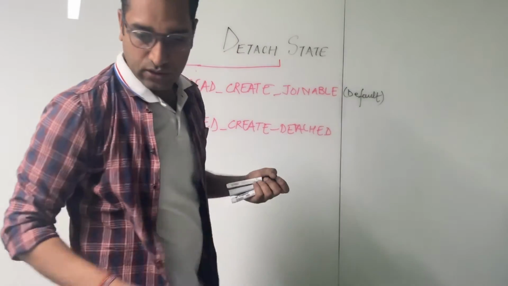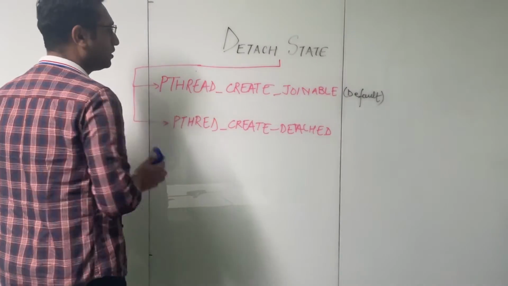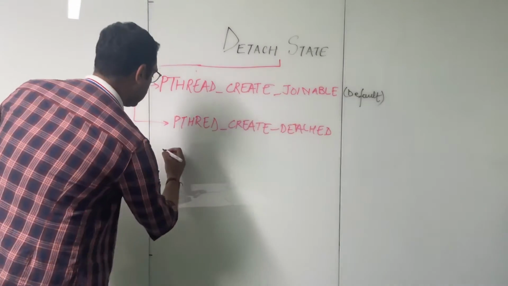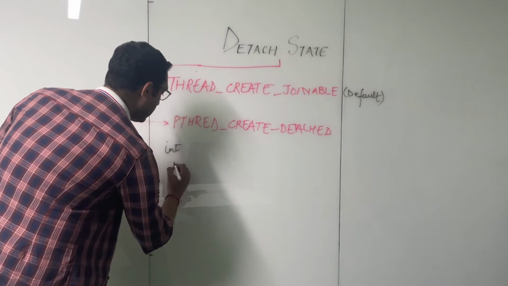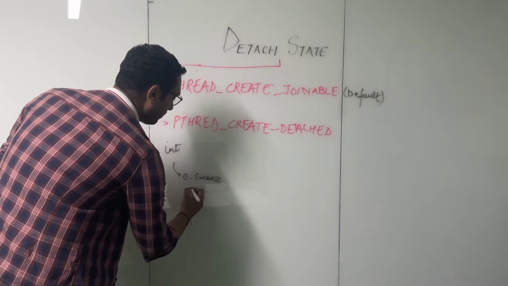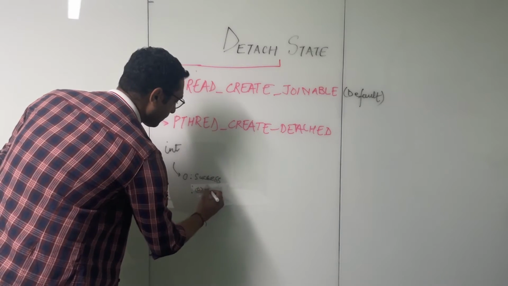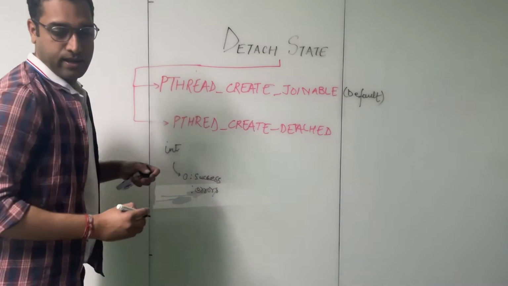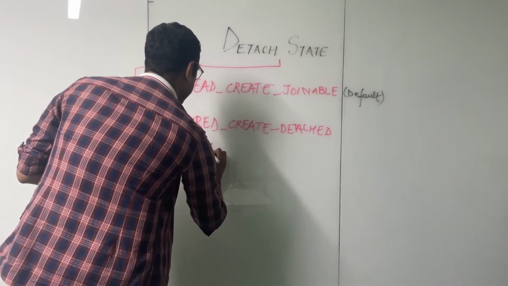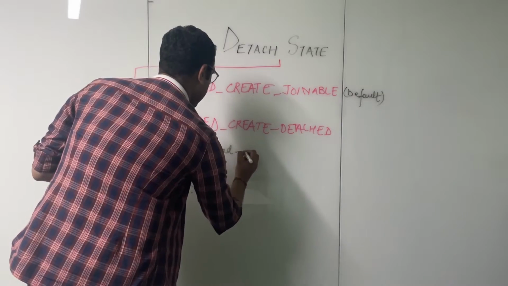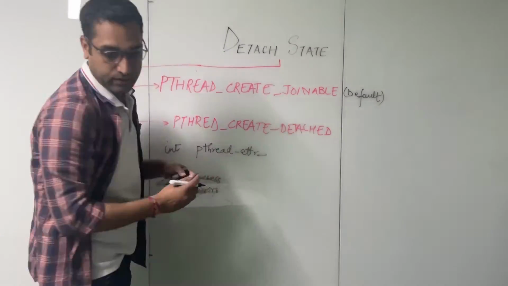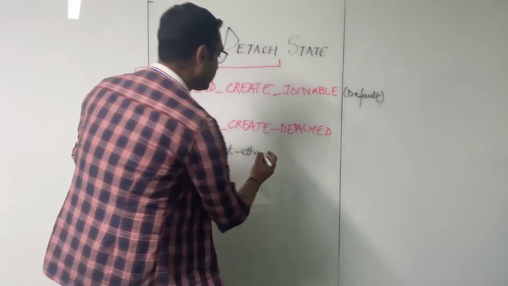Now the function call that you will use to do these operations is of type int, of course, as the return type, and it returns 0 in the success case, otherwise errors. And the API name is pthread_attr_setdetachstate.